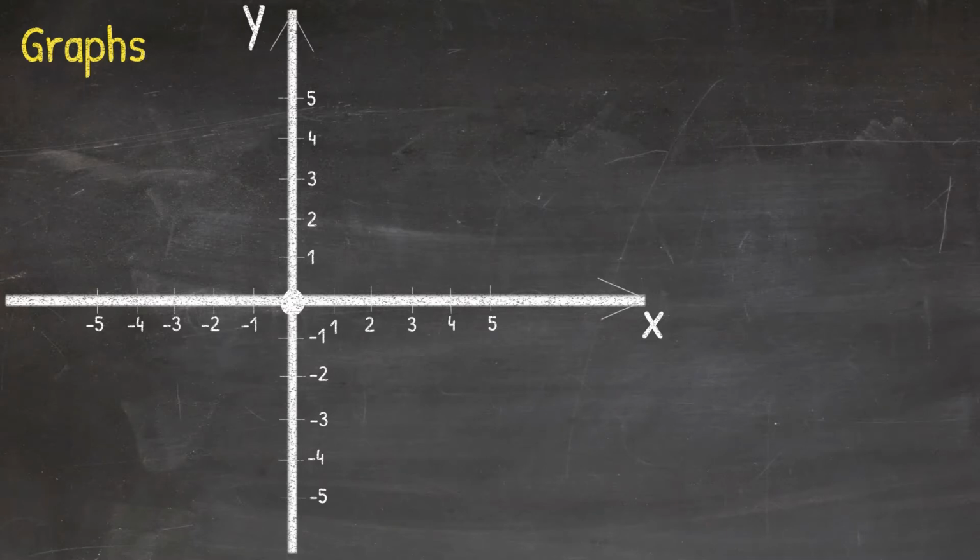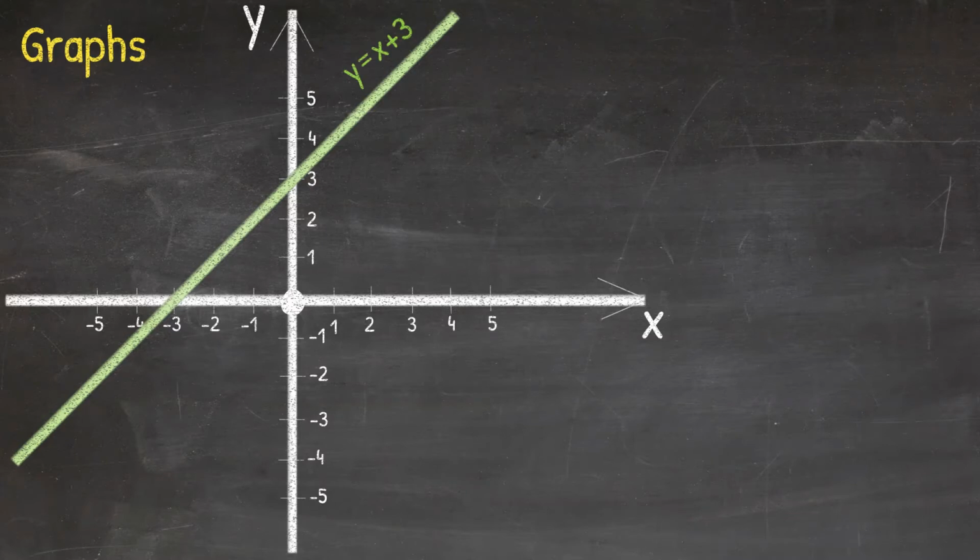Let's put a line on the graph. And this line is represented by the equation y equals x plus 3. We will get to find out how come this equation is the one that represents the line. In the meantime, let's take a look at the standard look of a linear equation.